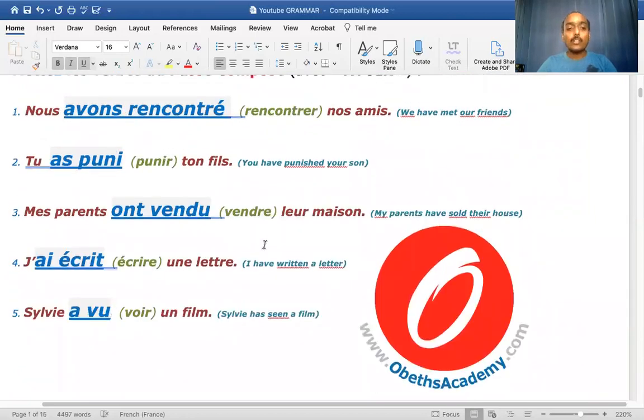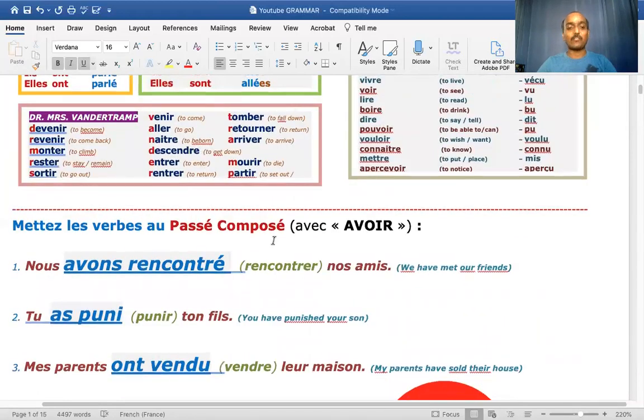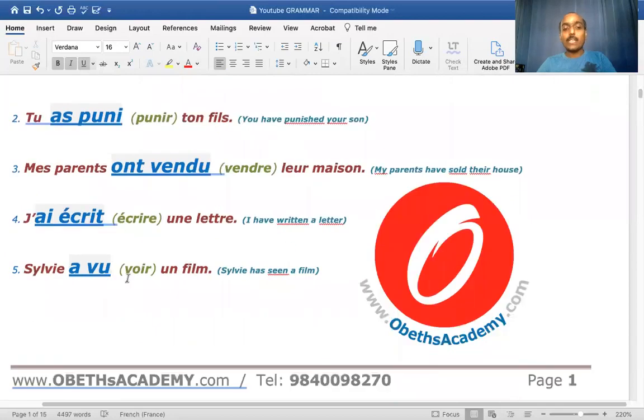So this is how you need to check which auxiliary verb you will use, whether it is avoir or être. For these 5 verbs, we have used avoir as the auxiliary verb because these 5 verbs are not found in the Dr. Mrs. Vandertramp list. And we need to know what your ending will be, whether we can go with the general rule to get the past participle by cutting er and putting é acute, removing ir and putting i, removing re and putting u. But for certain verbs, we need to learn by heart the special irregular past participle, like in the case of écrire, it is écrit, and for voir, it is vu.